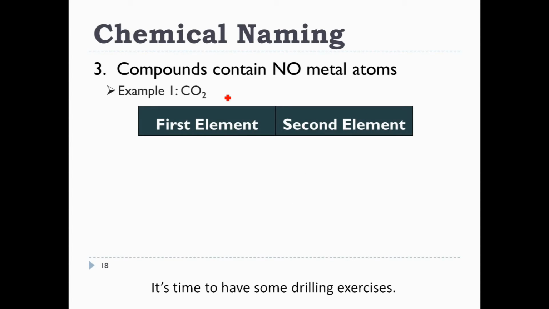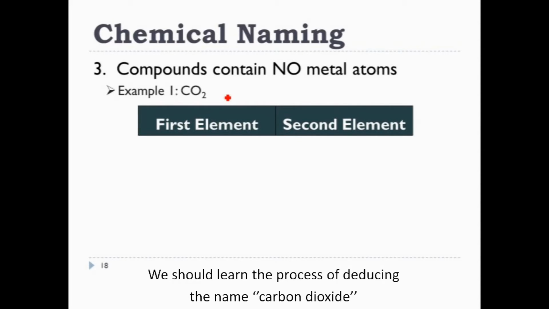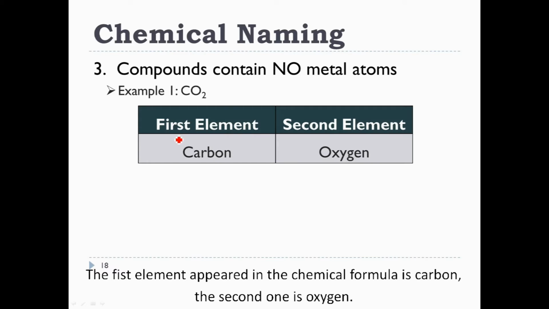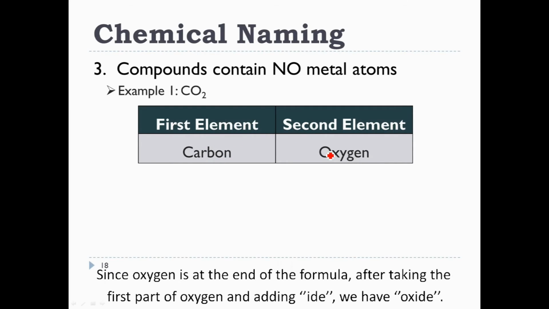It's time to have some drilling exercises. I guess that all students already know the answer, because it is a common name that even non-chemistry students are familiar with. However, we should learn the process of deducing the name carbon dioxide from what we have just learnt. The first element appearing in the chemical formula is carbon, the second one is oxygen. Since oxygen is at the end of the formula, after taking the first part of oxygen and adding IDE, we have oxide.